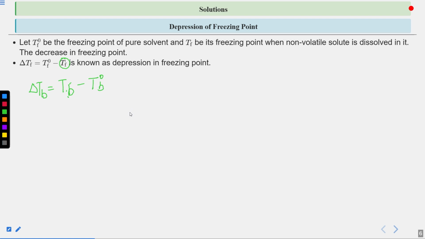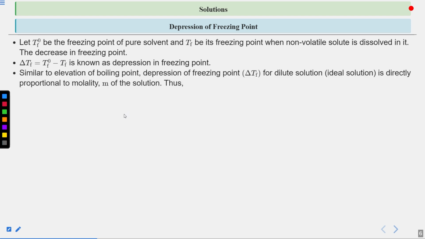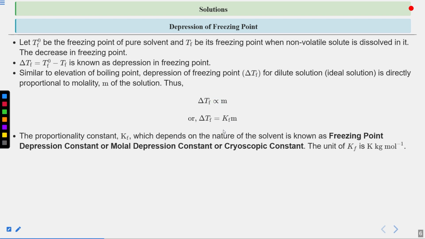Now, similar to the elevation in boiling point, the depression in freezing point is directly proportional to molality, which is small m. Hence, we can write delta Tf is directly proportional to small m, or removing this sign will give you Kf. This is called the molar depression constant, Kf, or cryoscopic constant, or freezing point depression constant. Its unit is again the same as Kb, which is Kelvin kg per mole.